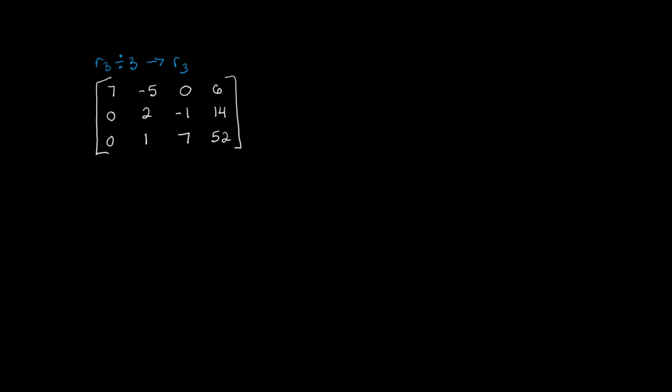And so you can see that now I've got that 1, it's just in the wrong spot. So we can do row 2 and row 3, interchange those, so I can put the 1 where I want it. So I've got 7, -5, 0, 6, 0, 1, 7, 52, 0, 2, -1, 14.